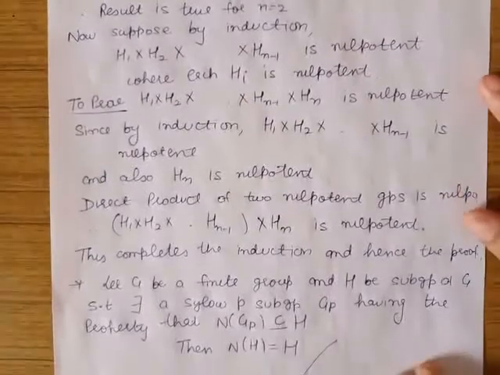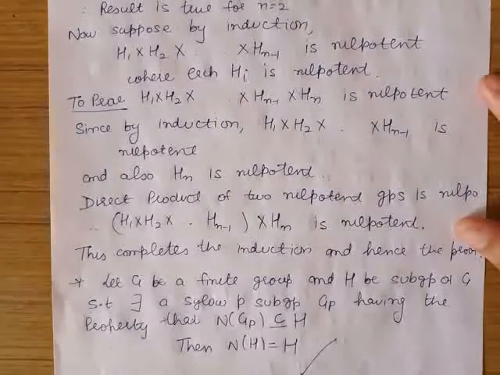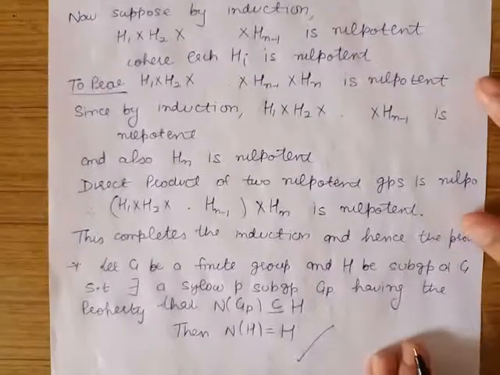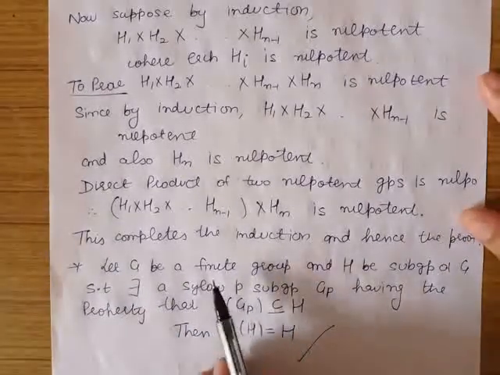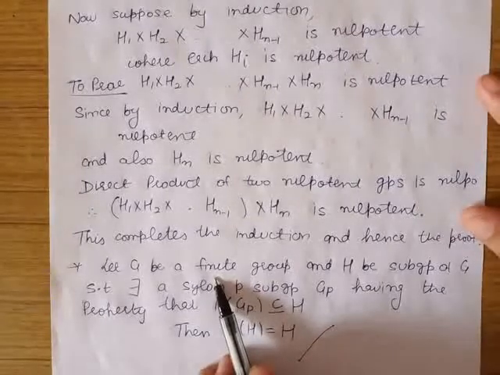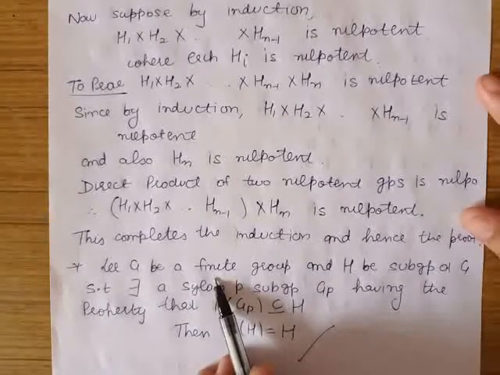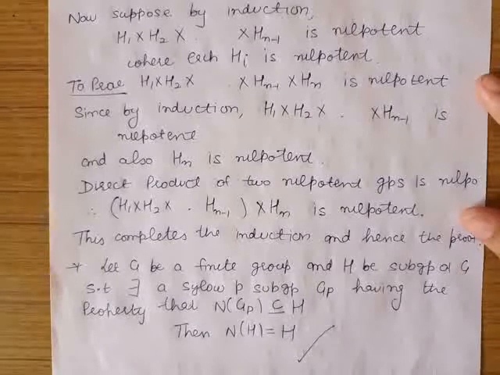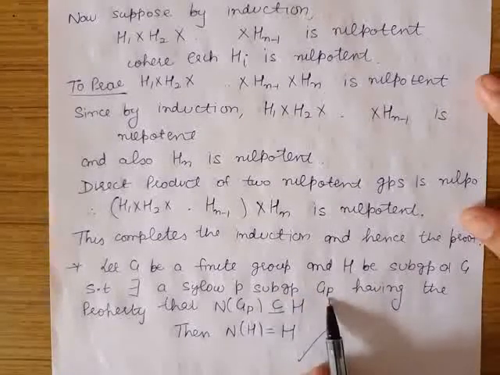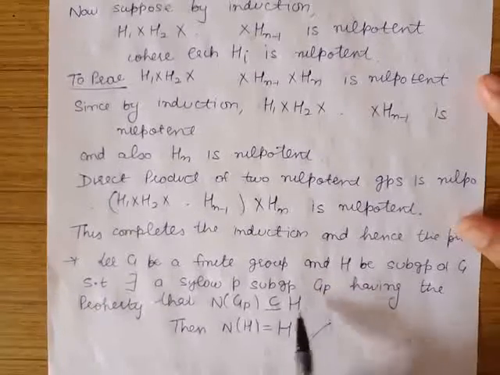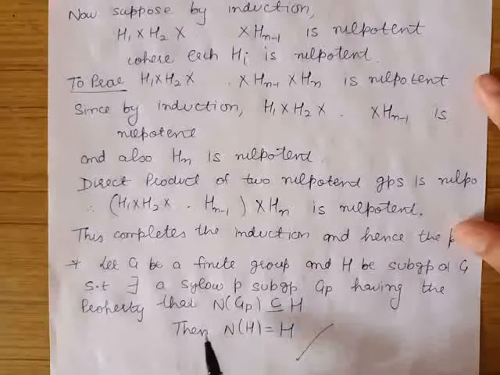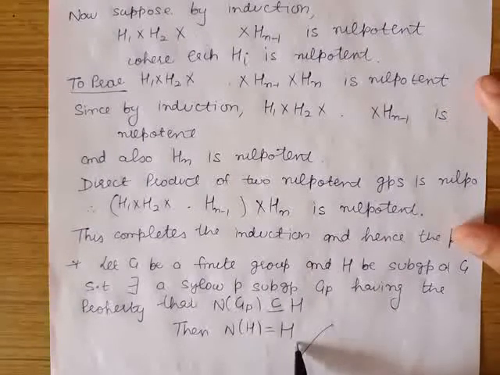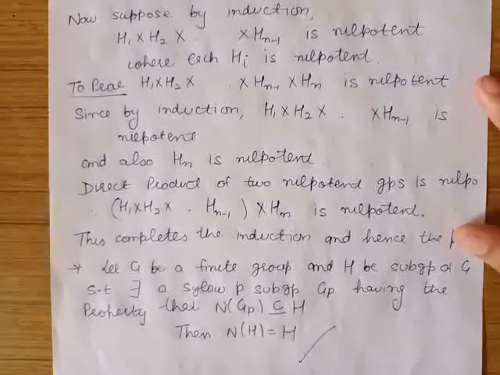Now, next there is a result that we will use in the next theorem, so you will have to keep in mind the statement of this theorem. If we have a group G which is a finite group, and H is a subgroup of G such that there exists a Sylow P subgroup GP having the property that the normalizer of this Sylow P subgroup is contained in H, then the normalizer of H is the same as H. We will use this result in the next theorem.